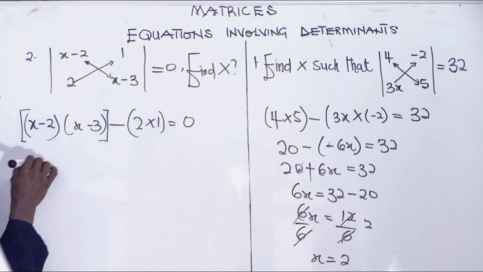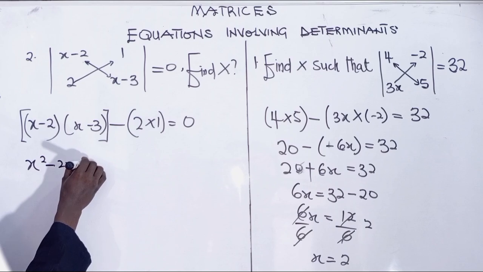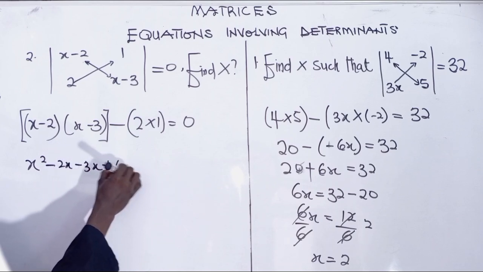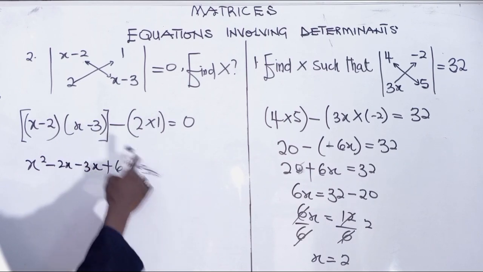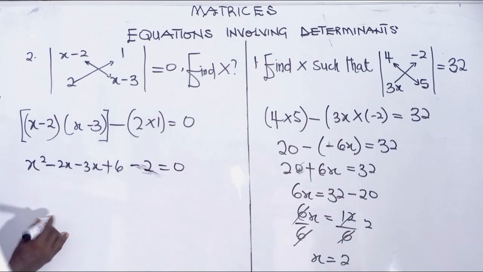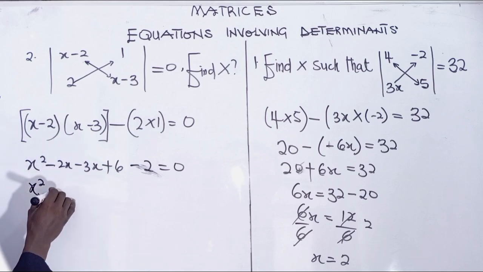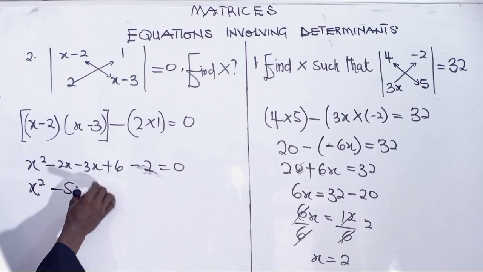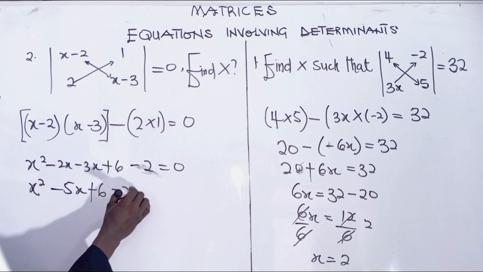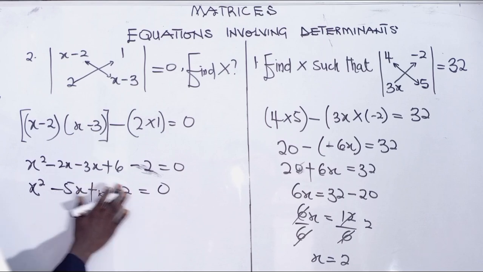We are going to have x squared minus 2x minus 3x plus 6, and this is going to give us 2 is equal to 0. Let's simplify this one. We have x squared minus 5x plus 6 minus 2 is equal to 0. 6 minus 2 gives us 4. So let's make it straight.